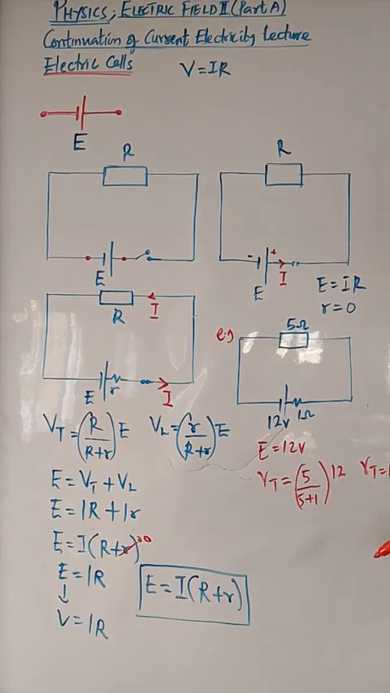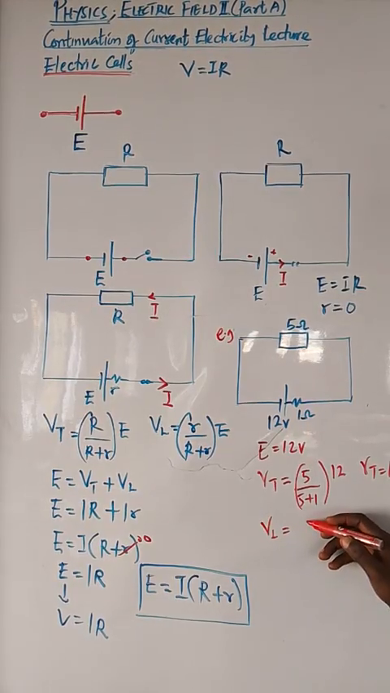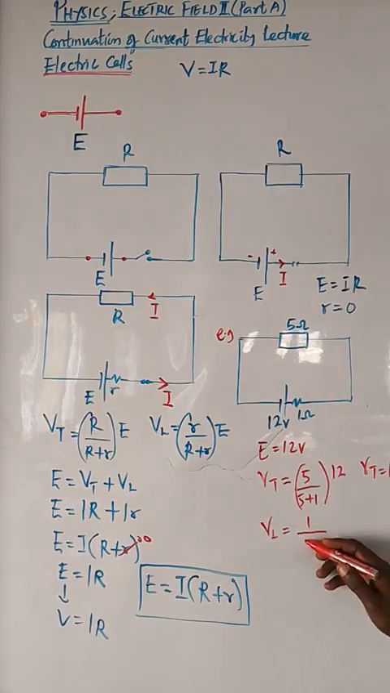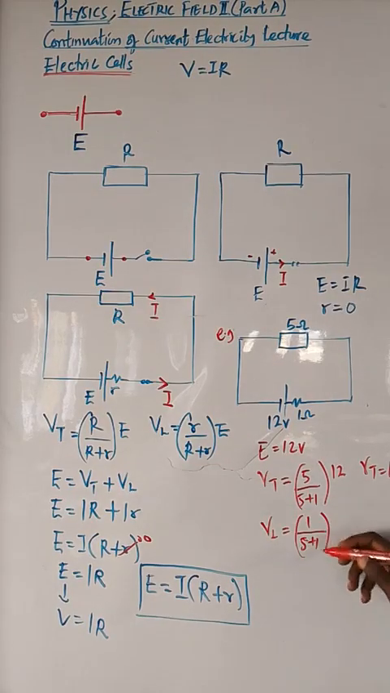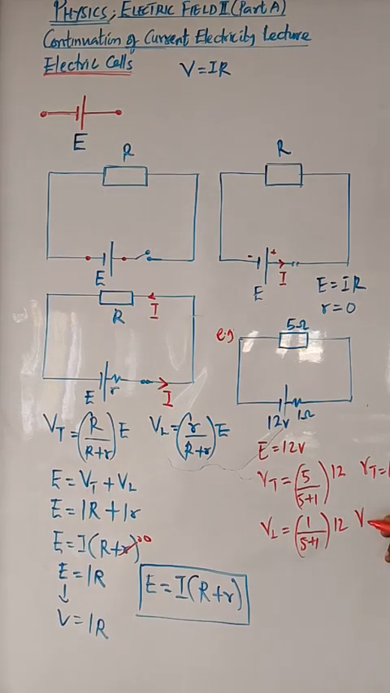So from 12, if 10 is for the terminal, then the loss voltage was 2 volts. We do 12 minus 10. But let's still use this formula. What was VL, the loss voltage? It is small r over big R plus small r times E: 1 over 5 plus 1 times 12. 5 plus 1 is 6, 12 over 6 is 2, 2 times 1 is 2. So the loss voltage equals 2 volts.